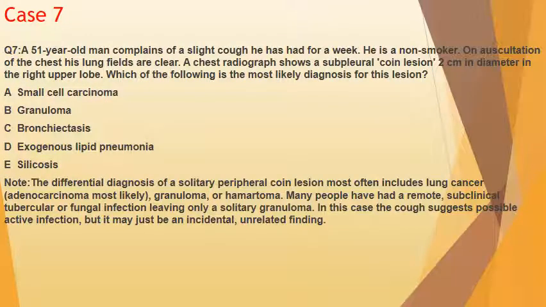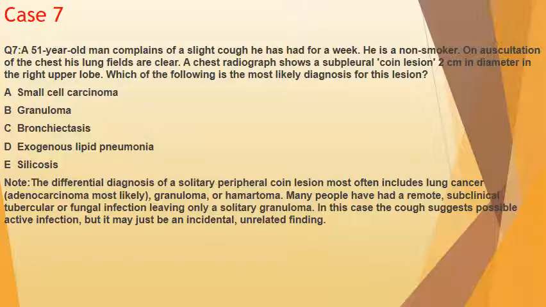Case number 7. A 51-year-old man complaining of a slight cough for 1 week. He's a non-smoker. On auscultation, the chest is clear. By X-ray, we find a subpleural coin lesion. This is the keyword. This is the key of the question. In the right upper lobe. Which one of the following is the most likely diagnosis for this lesion?